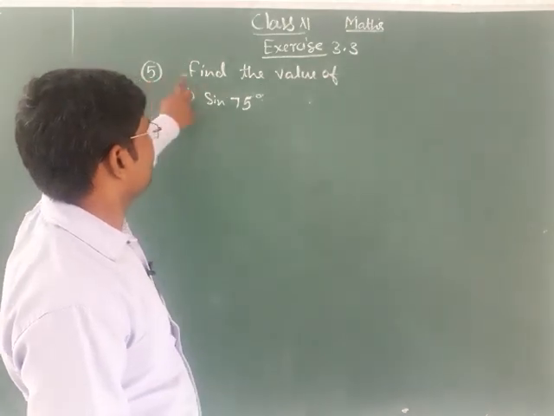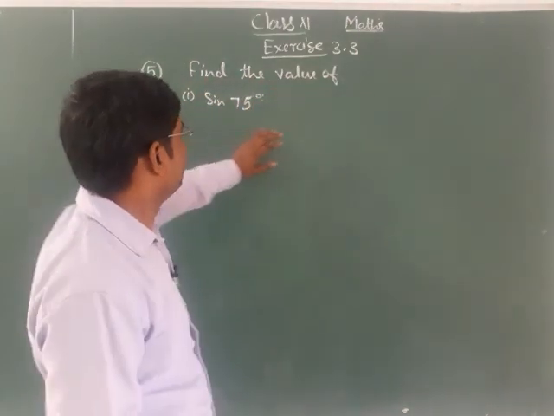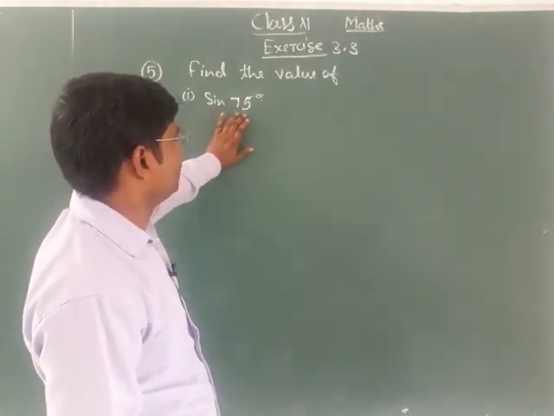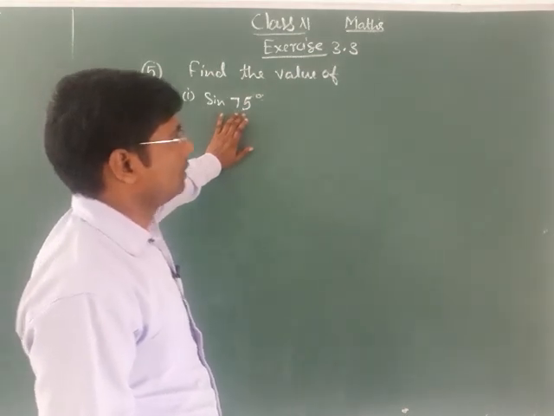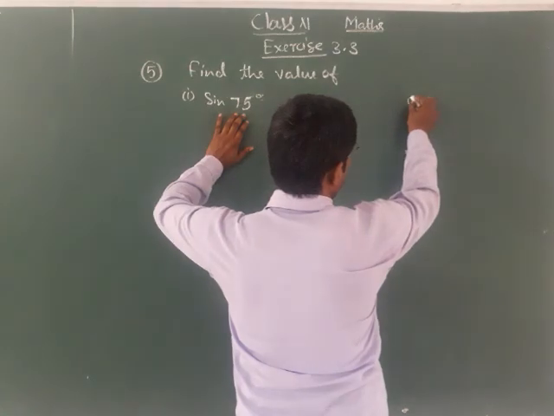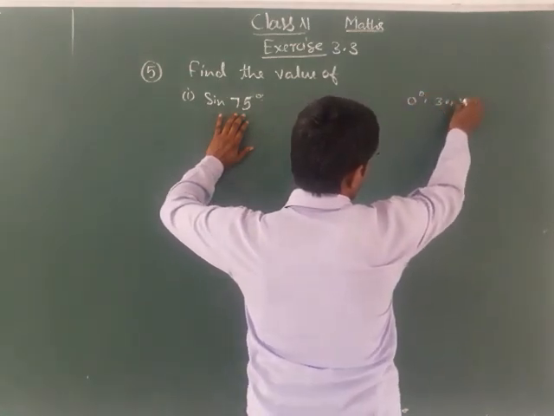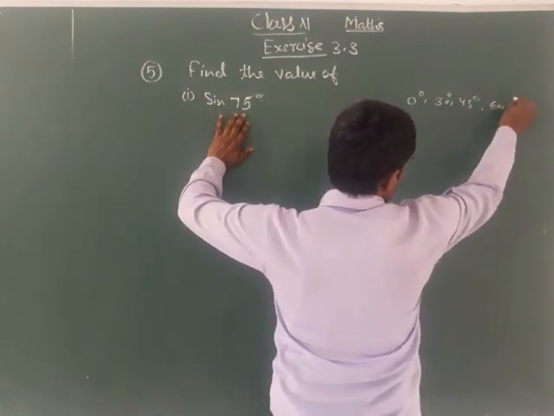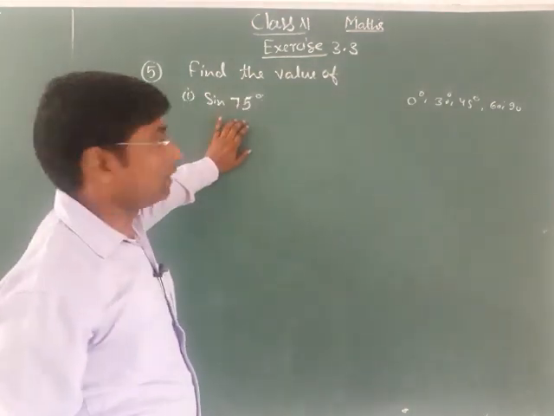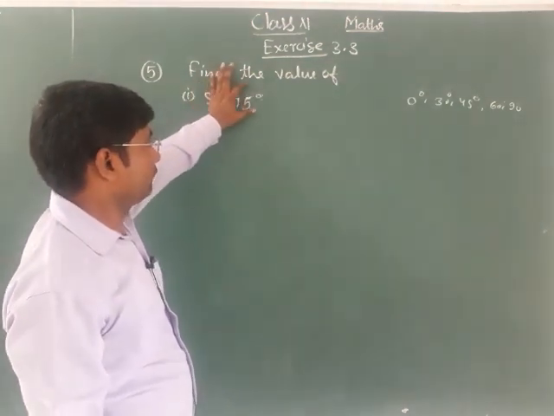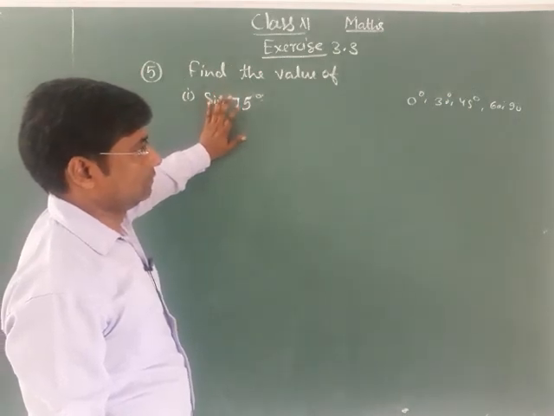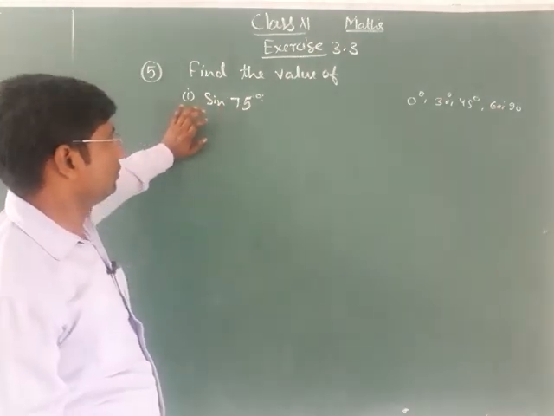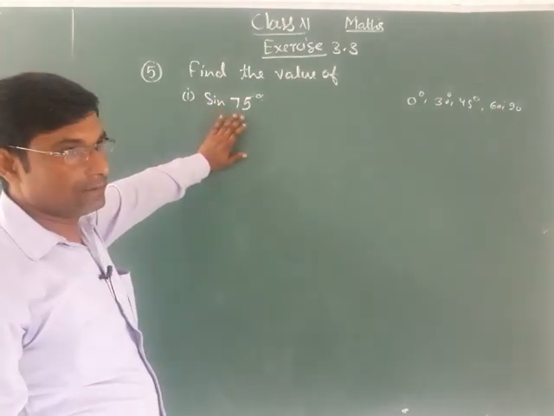Question number 5. Find the value of first sin 75. You know that in the previous class we learned the values of 0 degree, 30 degree, 45 degree, 60 degree and 90 degree, but the value of 75 is not known. In this chapter, you will see how to find sin 75 degree.